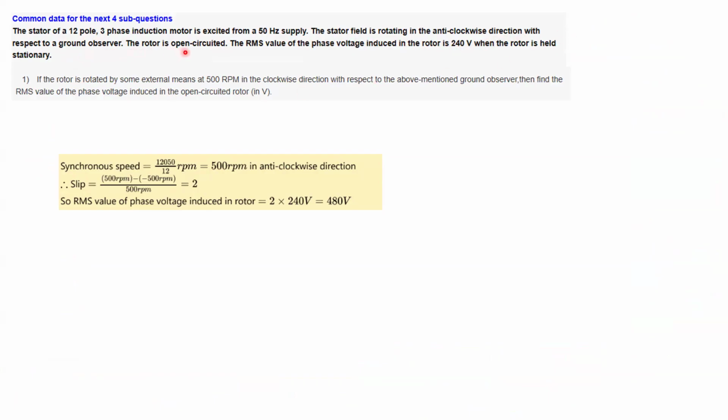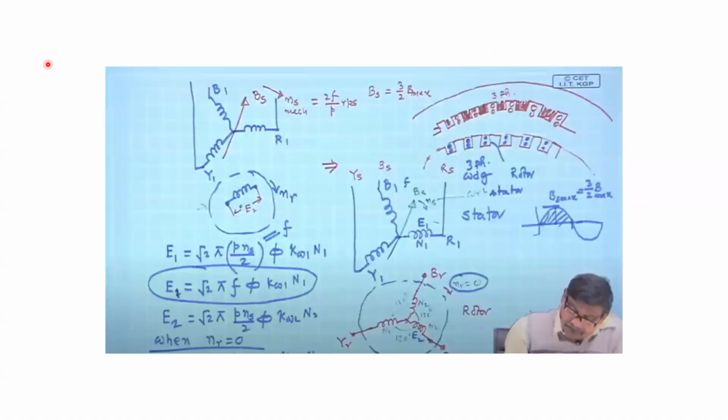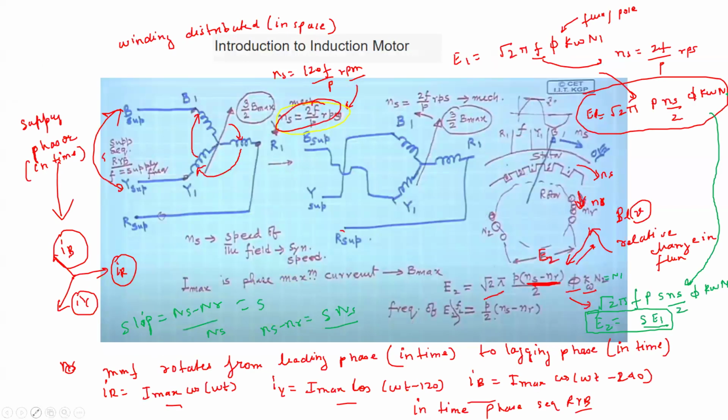The rotor is open circuited. The RMS value of the phase voltage induced in the rotor is 240 volt when the rotor is held stationary. And remember, when the rotor is held stationary, Nr becomes 0, and then E2 will come out to be the same as E1. Because if your rotor is stationary, then Nr is 0, slip becomes 1, so E2 will become the same as E1. That is what they are trying to say.